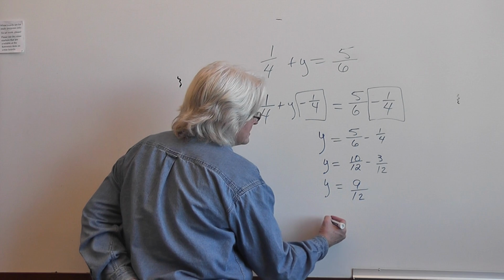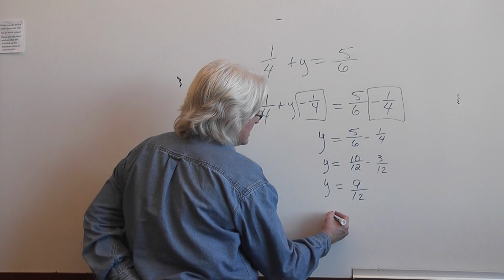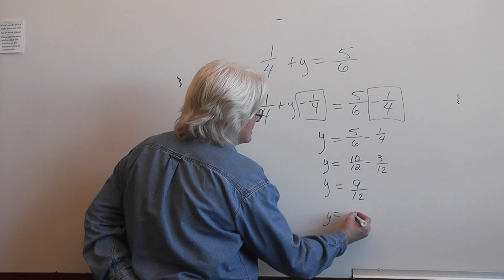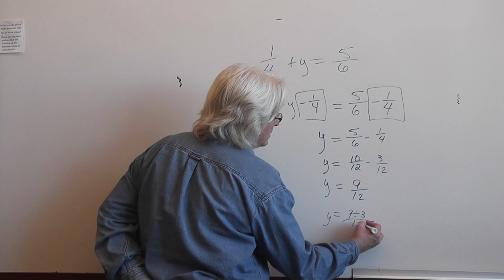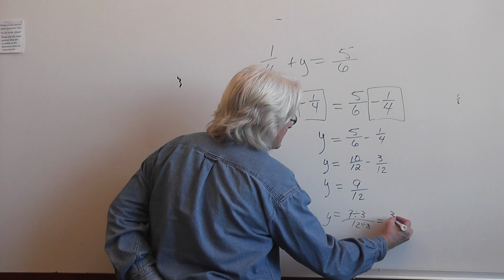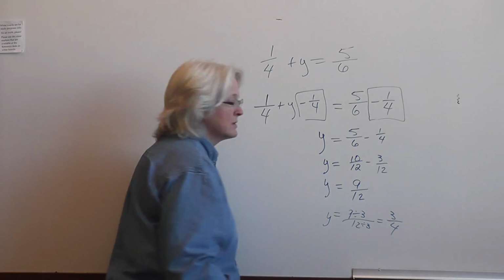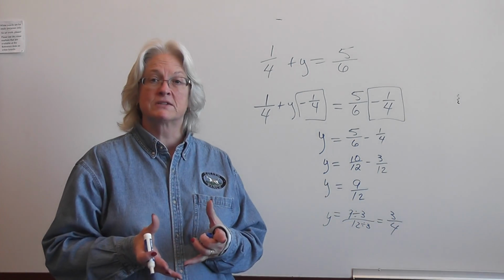A couple of different ways that you can think of this. You can just say y is equal to 9 divided by 3 over 12 divided by 3, which is 3/4. That's one thought process that you could use.